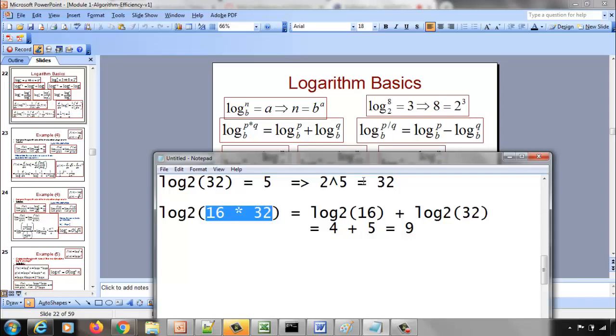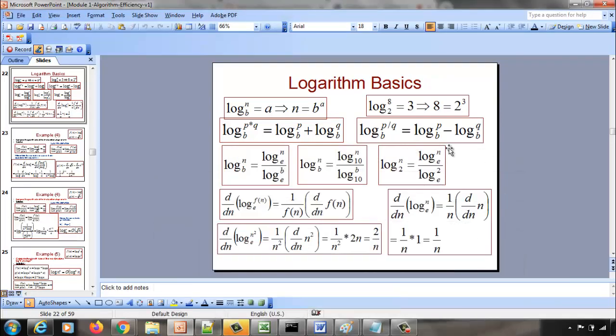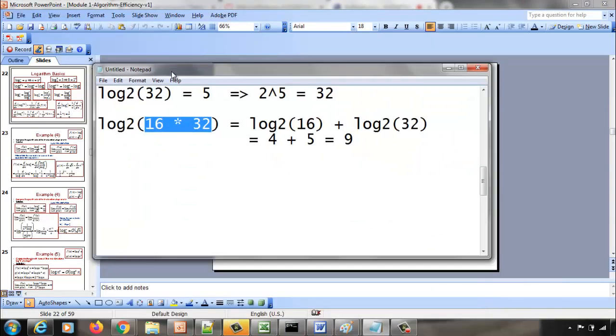Similarly, if you have division, log p over q to the base b, then we can evaluate it as log p to the base b minus log q to the base b. So if we have p times q multiplication, the answer is plus when you split. When you have division, p over q, it is log p minus log q to the base b. We can use the same example here.